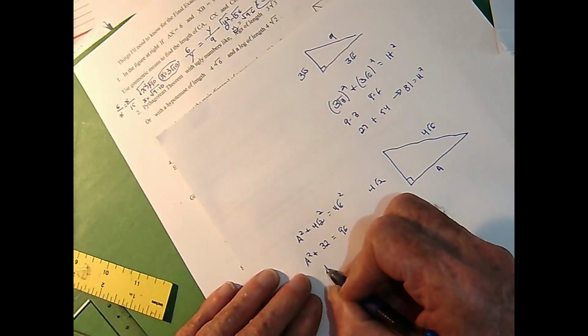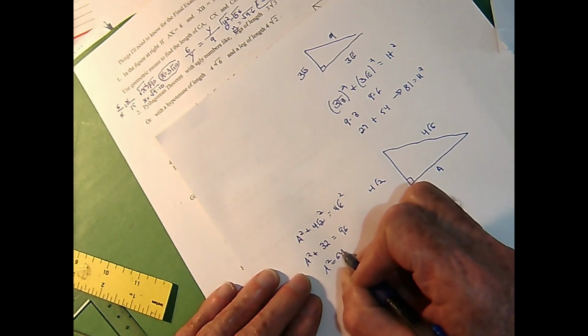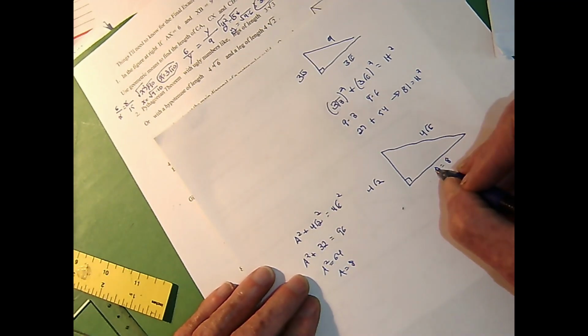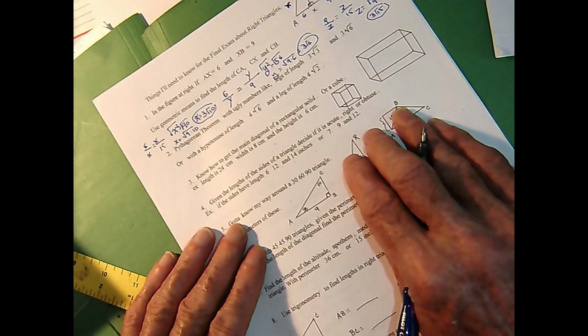Subtract 32 from both sides, and I got A squared is equal to 64. So I'm saying A would have been 8 in this triangle. That leg would have been of length 8. You're just going to work through these. I may need another different piece of paper.